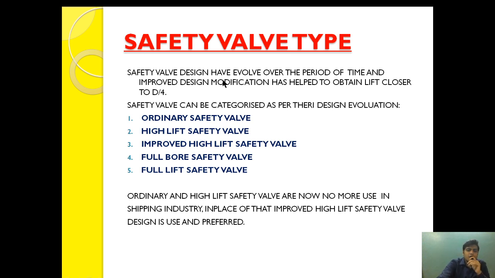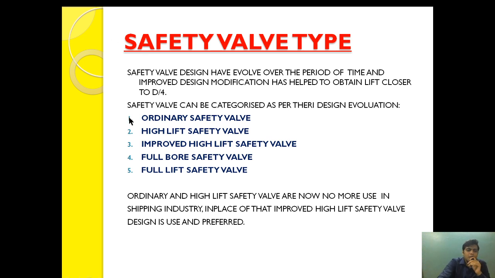Safety valve designs have evolved over a period of time, and improved design modifications have helped to obtain a lift closer to d by 4. As I have told you, by the formula and by the calculation we have found that to ensure the maximum efficiency for the steam escape, we need a lift of d by 4. For this requirement, various design evolutions have taken place over a period of time so that we can design a valve closer to the d by 4 lift.